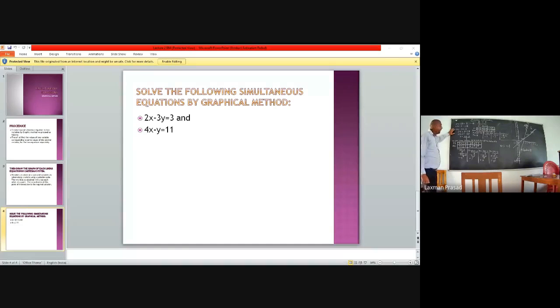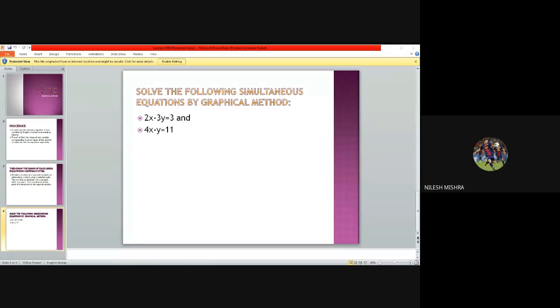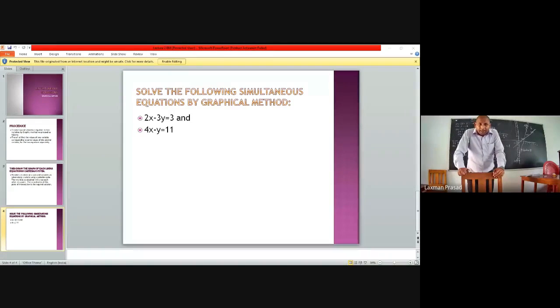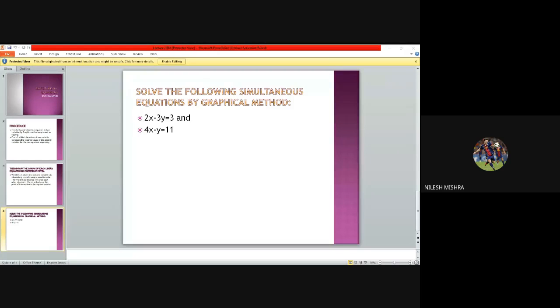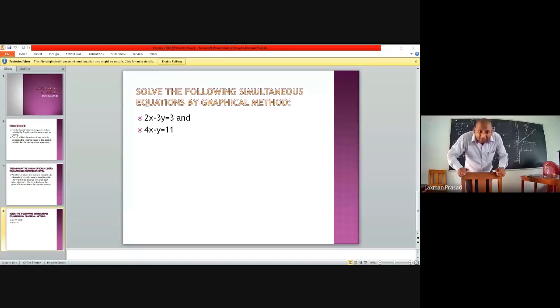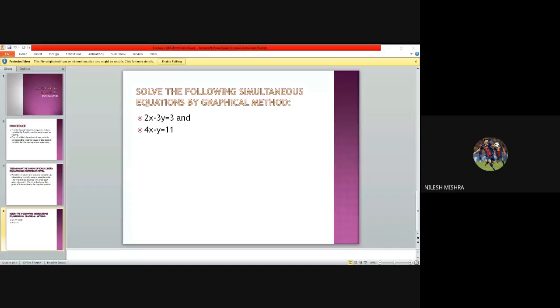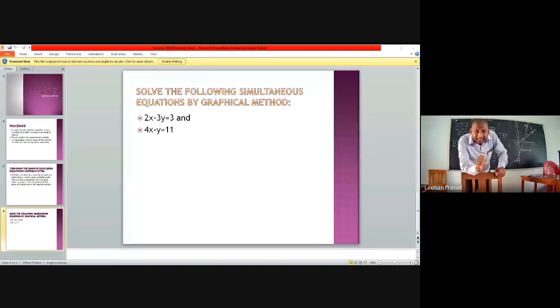See, 2x minus 3y... Sir, the graph is not visible. Sir, the graph is not visible. What happened? Graph is not visible. You are having the value, you can listen to my voice.